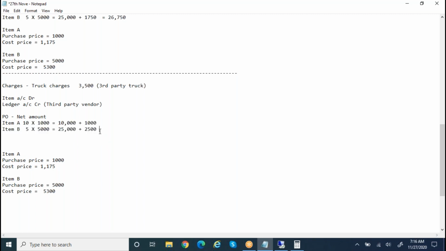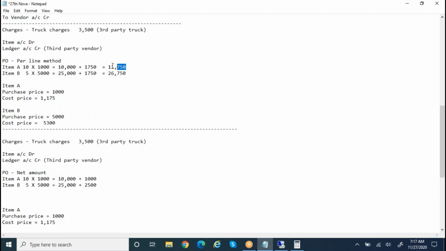Is it clear? Is it the genuine reason? For 10,000, I need to update 1,000. For 25,000, 2,500. So that 3,500 should be updated. This is proportionate calculation. How it is coming, I will explain. But is it more genuine than the per line method? Yes or no? Yeah, it is better than that.